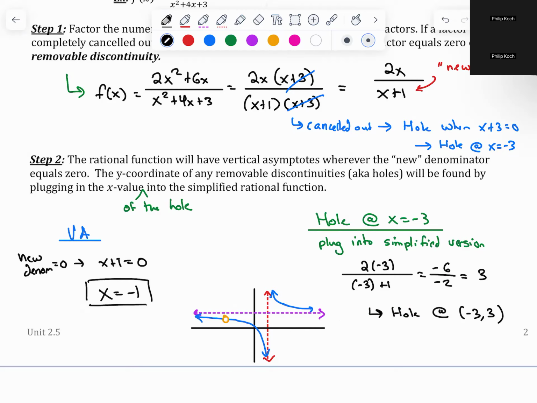That doesn't make any sense to me. This function should look like that, but how is it at -3 comma 3? That's weird. What is going on there? Oh, that's what's going on. That's the problem. This is not the correct graph. I'm sorry.